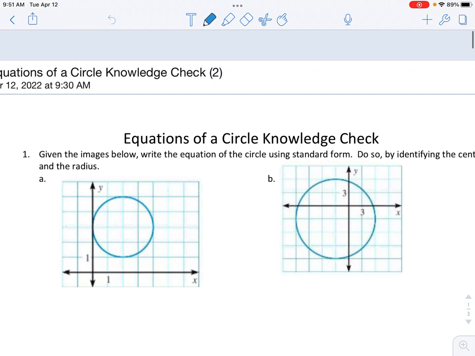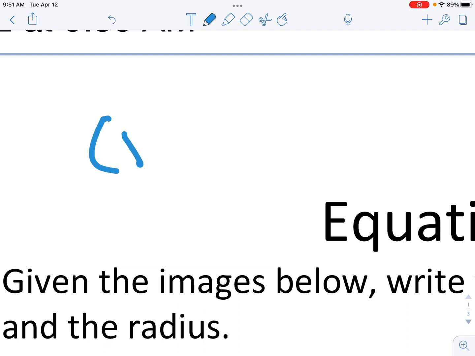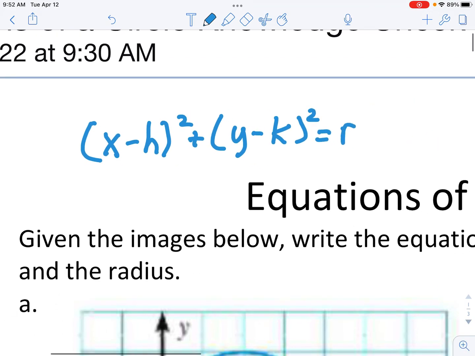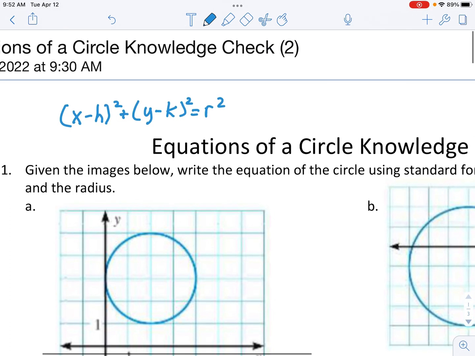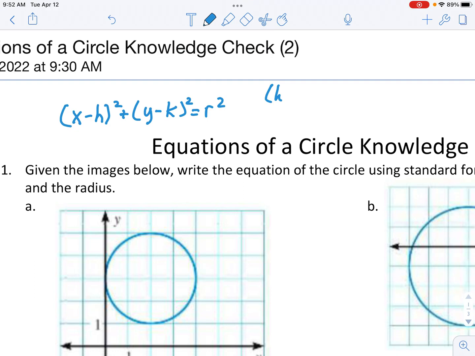Okay, so let's just dive into this one. Something that's important to note is this right here will help us with the front page in all aspects, where this is the standard form for the equation of a circle, where H and K, that's the center point of the circle, and R is the radius.